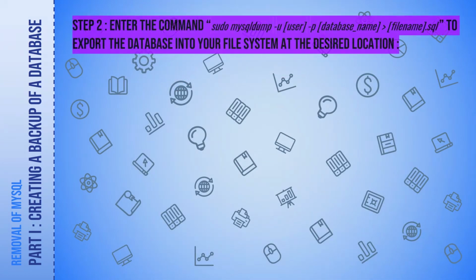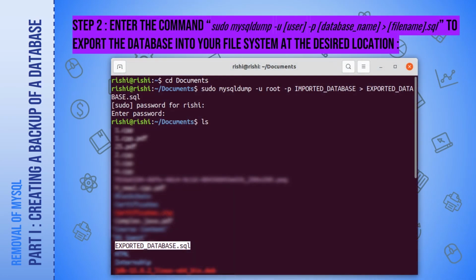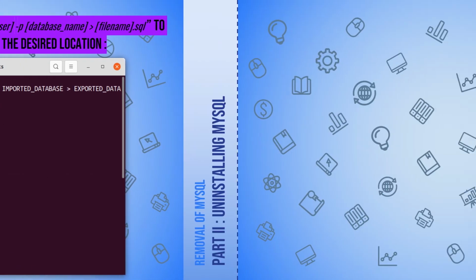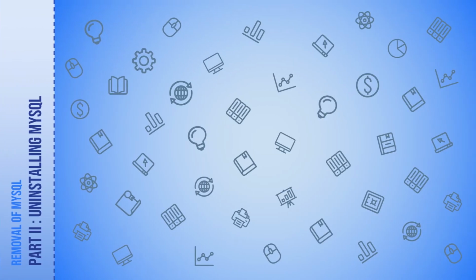Step 2. In order to export a particular database, enter the command sudo mysqldump -u username -p database name > filename.sql to export the database into your file system at the desired location. Let us finally look at how to uninstall MySQL from an Ubuntu operating system.